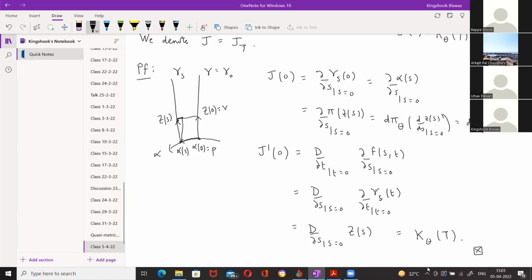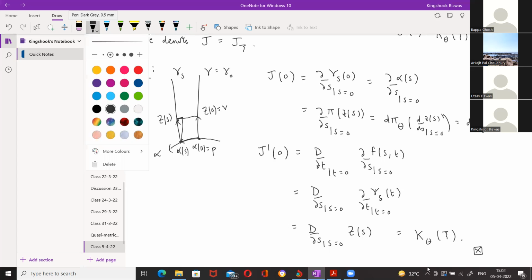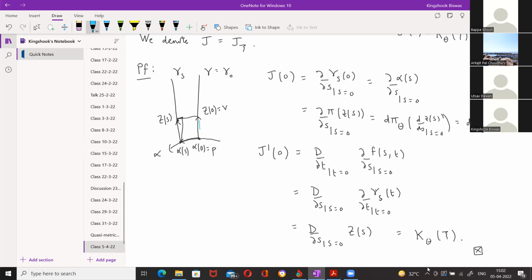Can you see the cursor? The cursor is not visible. Oh, I see, you can't see the cursor. Okay. What's a good color? Blue.